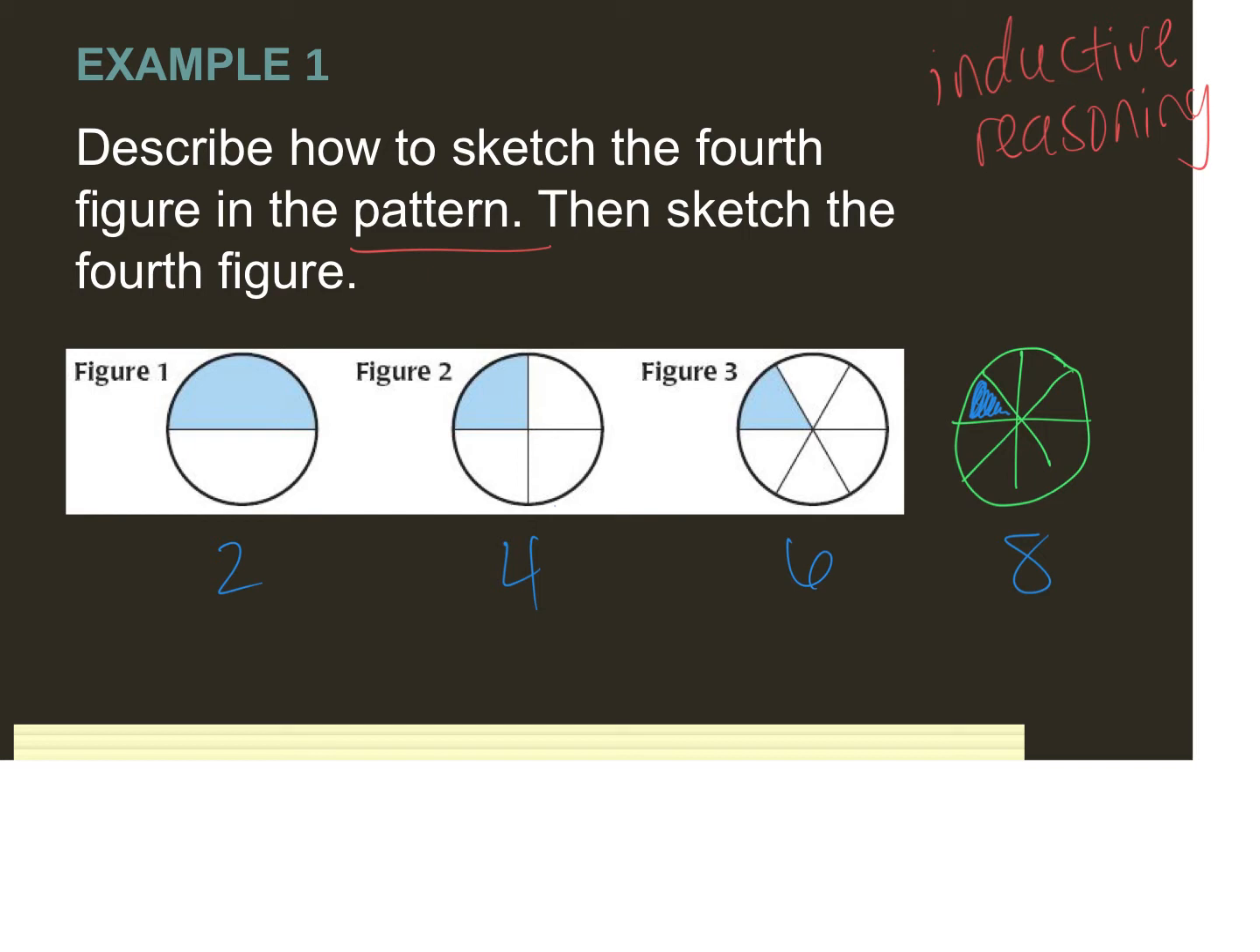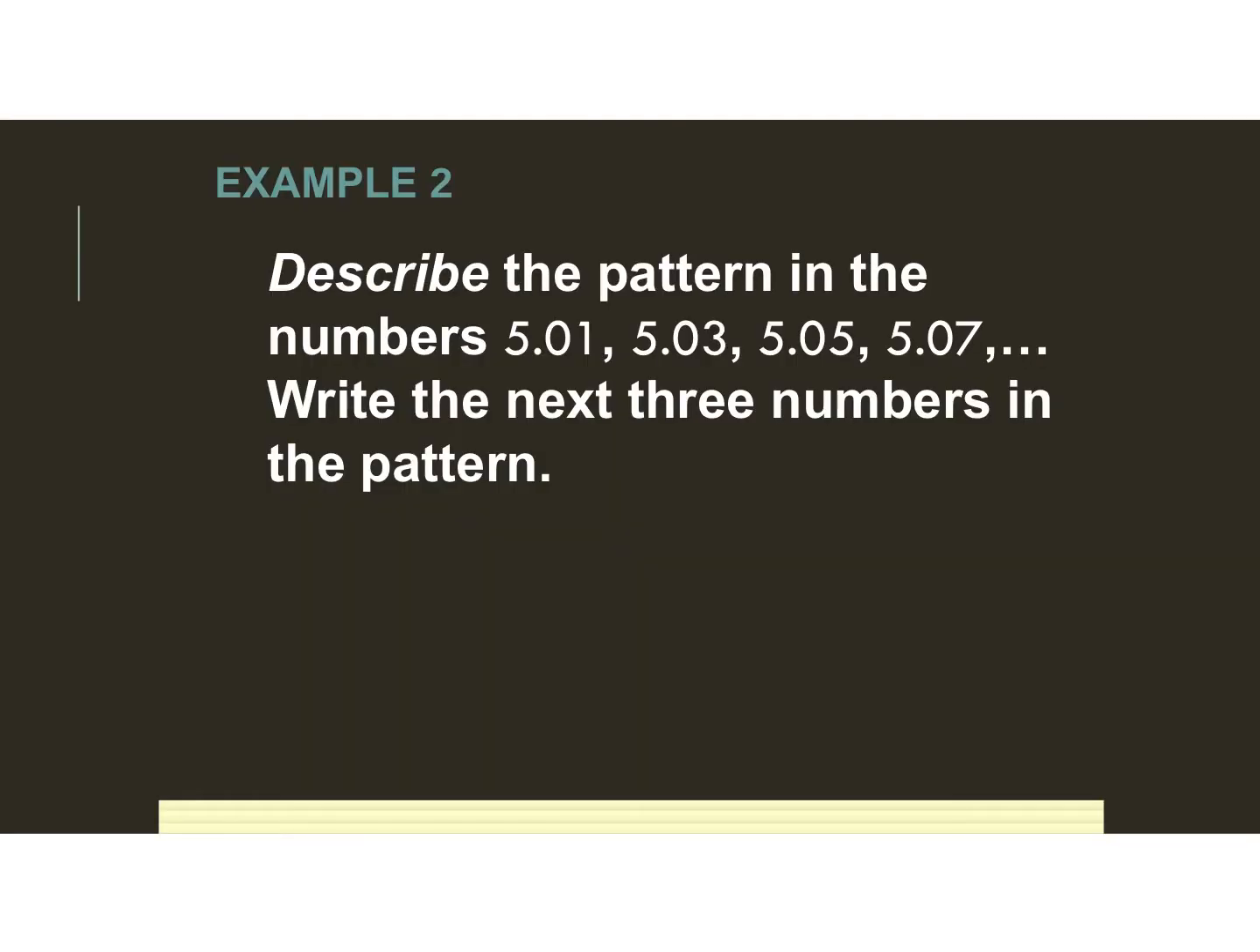Okay, next one. Describe the pattern in the numbers 5.01, 5.03, 5.05, 5.07. Write the next 3 numbers in the pattern. Does anyone notice the pattern? Sophia? They're all odd. Very good. But more specifically, what's the pattern? John? It adds by 0.02.